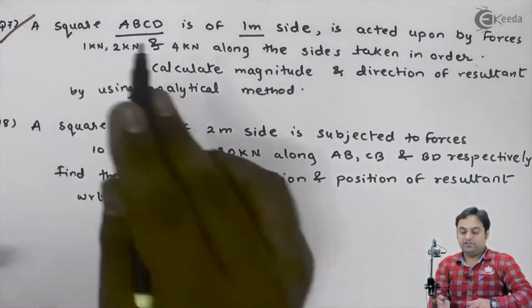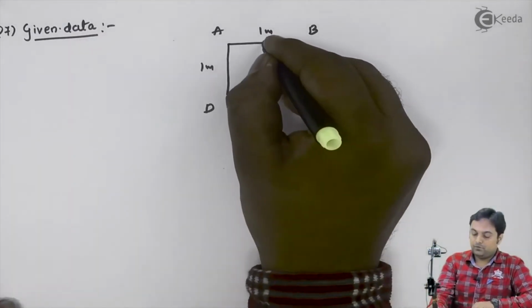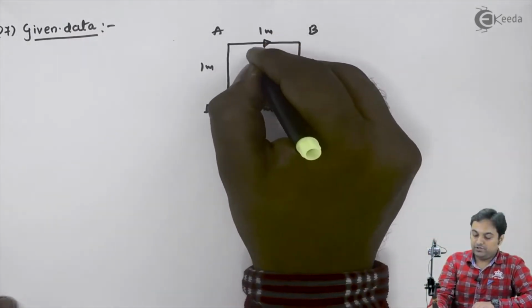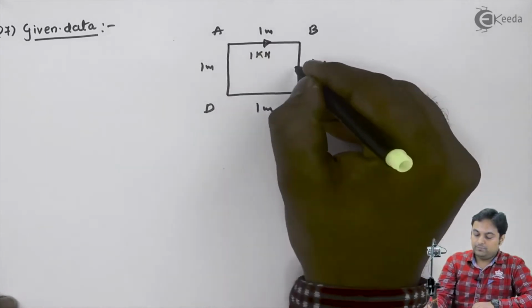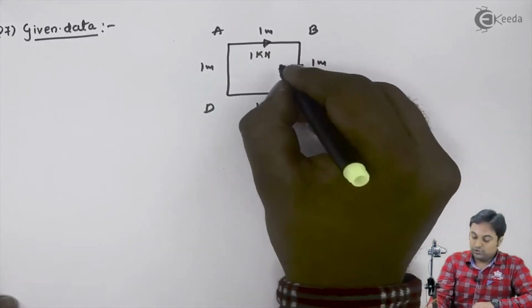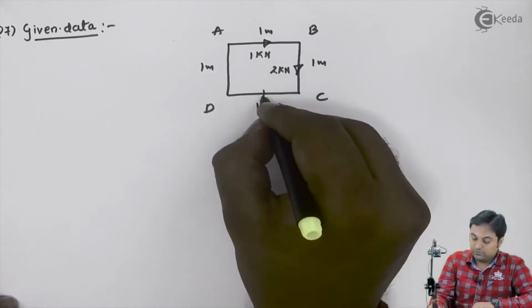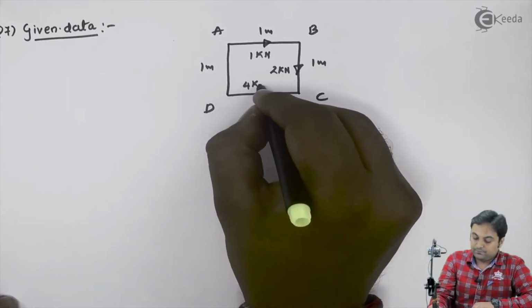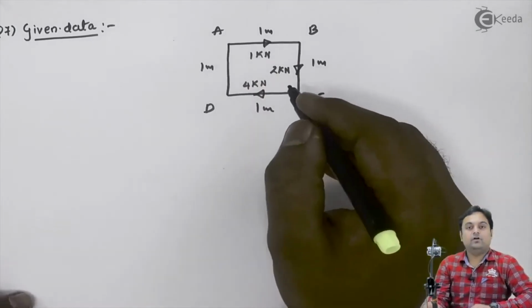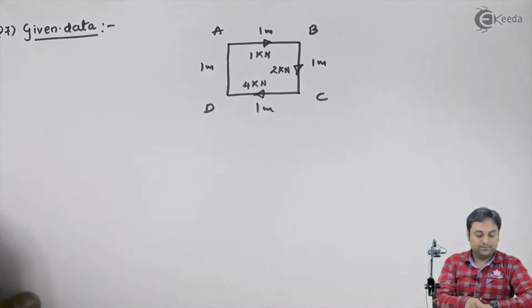On AB there is 1 kilonewton force. On BC there is 2 kilonewton force. On CD there is 4 kilonewton force. So we have shown the forces here.